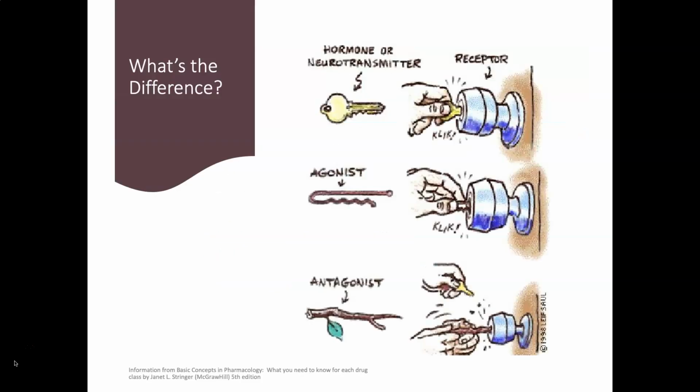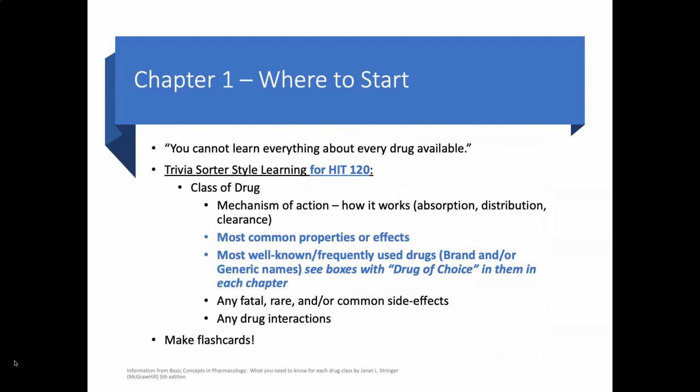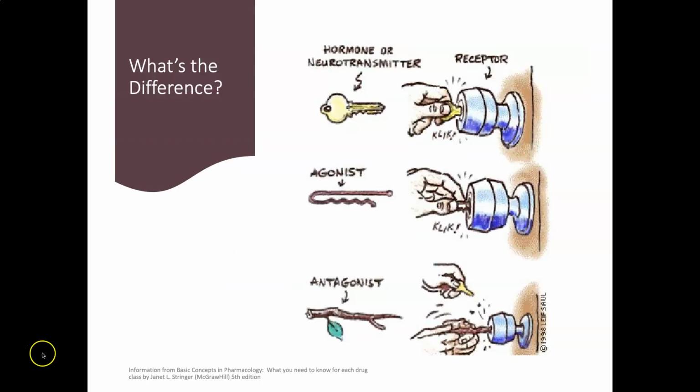All right, so first thing we're going to learn about in your book, if you turn to page 5, is receptor theory. So let's talk about receptors. Receptors are like this doorknob over here. That's a receptor. It's on the outside of a cell. So think of the door as the cell. This doorknob is a receptor.